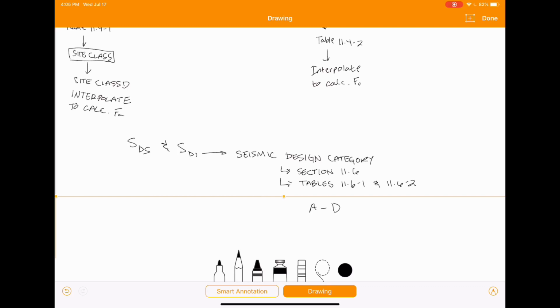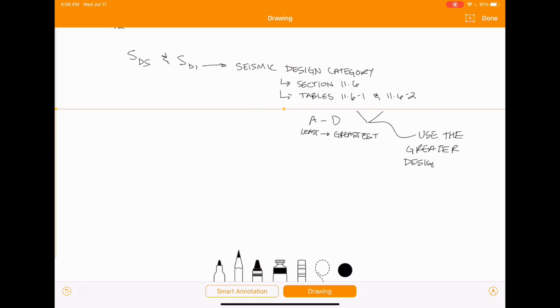And you're going to use the greater letter. So this is least to greatest. Whichever of these tables gives the greater design category, you use that. So if one of the tables gives you a design category C and the other gives you D, then you're going to choose D as your seismic design category.